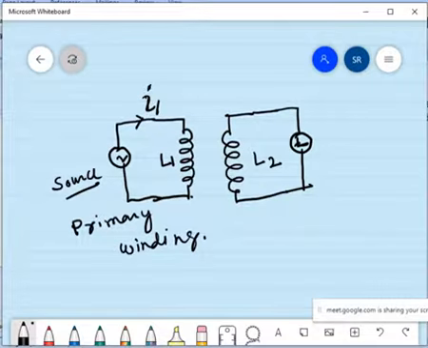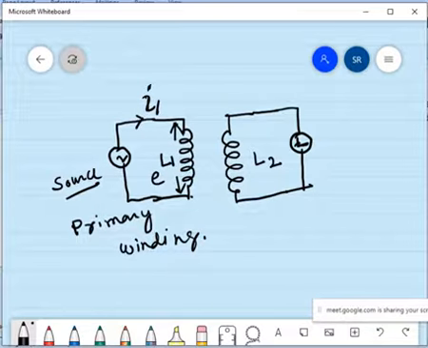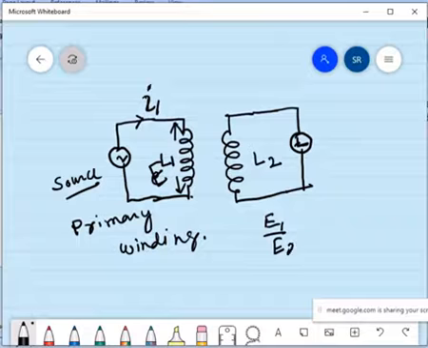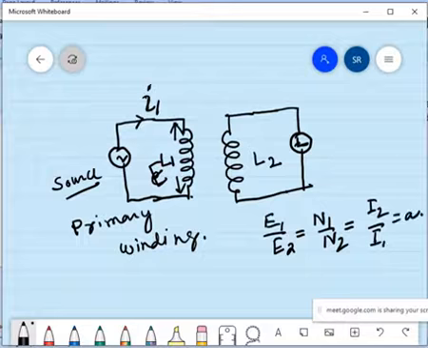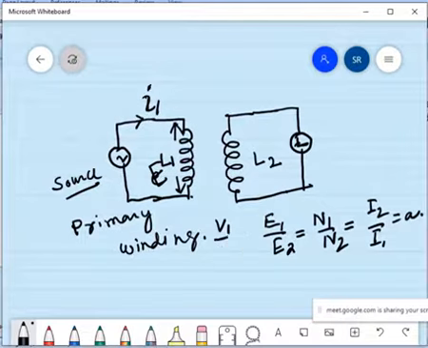And when current I starts flowing, what happens? EMF is induced in the primary winding. This EMF we write as E or capital E. Now in a transformer we know that E1 by E2 is equal to N1 by N2 is equal to I2 by I1 is equal to the transformation ratio, and this is V1 by V2.